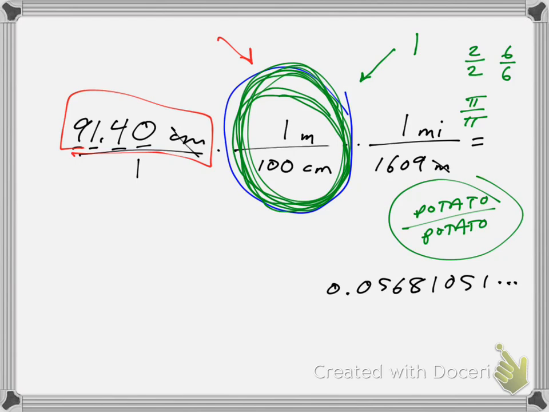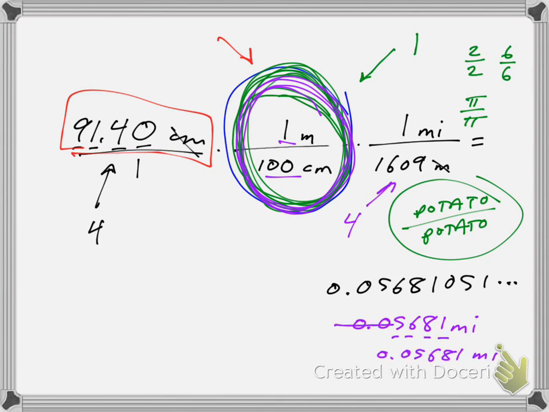And so the only 2 measured numbers that we're considering are 91.40 and 1,609, both of which have 4 sig figs. As you'll recall, the rule says that when we're multiplying or dividing numbers, we take the number that has the fewest number of sig figs, and that's how many we keep in our answer. In this case, they were the same, and so we keep 4, and so I do 0.05681 miles was the value for my 91.40 centimeters. Again, that's just reminding you that that is indeed 4 sig figs.